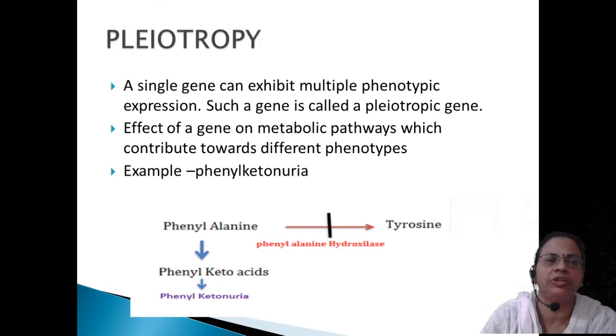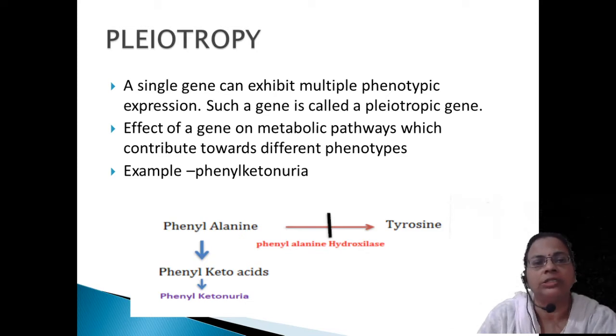This is also another type of deviation. Here the definition is very important: one single gene can exhibit multiple phenotypic expressions. So one gene can exhibit more than one expression, and that type is called pleiotropy. Normally one gene exhibits one phenotypic expression only. That means capital R means violet alone. But here one gene itself can exhibit multiple phenotypic expressions. That type is called one gene, many expressions. One gene can control many characters.